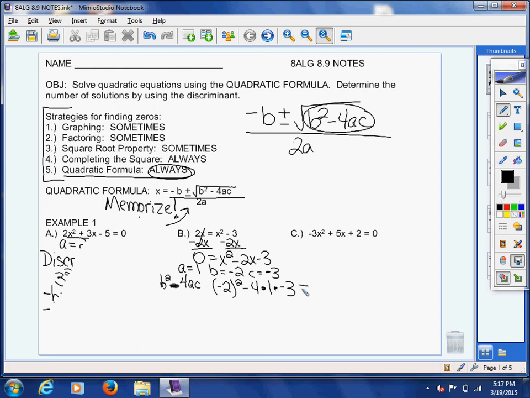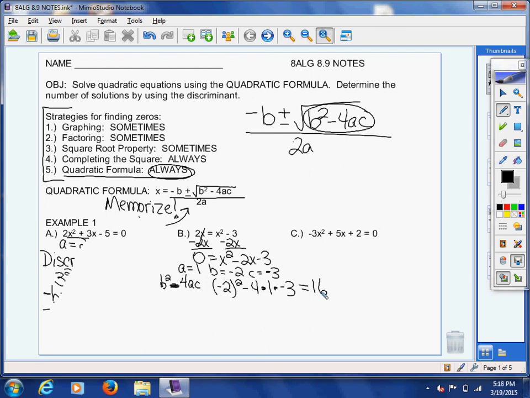Did you get 16? Okay, well, because 16 is positive, that's a good thing. That means, ooh, this is solvable. We can actually take the square root of 16. We can take a square root of any positive number. It doesn't have to be a perfect square necessarily, but because it's positive, I know I can take the square root of it and have two x-intercepts.